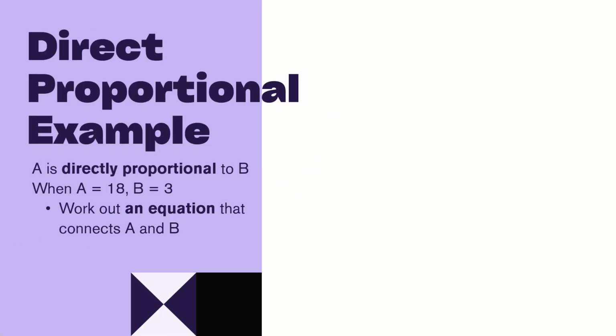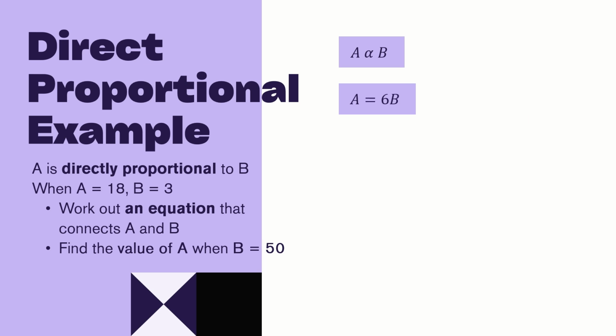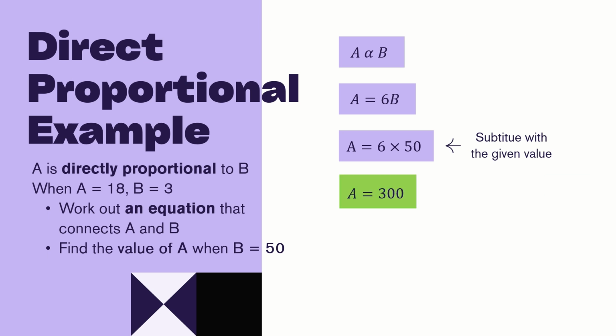Okay, so the second question is to find the value of A when B equals 50. We know from before that A is directly proportional to B, and we already worked out an equation that connects A and B, that is A equals 6B. So we only need to substitute the given value, that is B equals 50. And we've got A equals 6 times 50. So A equals 300.